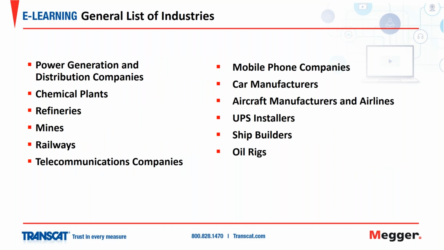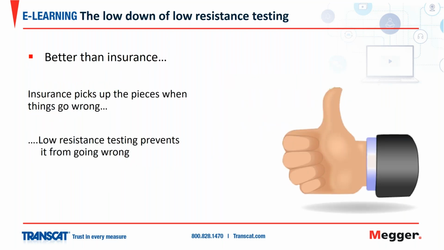Here's just a general list of industries. Again, I won't read all of these, but just to let you know that there's a really wide variety of industries that test for low resistance. So we like to say the lowdown of low resistance testing, better than insurance. Insurance will come along and pick up the pieces after something goes wrong, but in low resistance testing, we're really looking to prevent something from going wrong. We want to prevent it, correct it before it becomes a major problem.